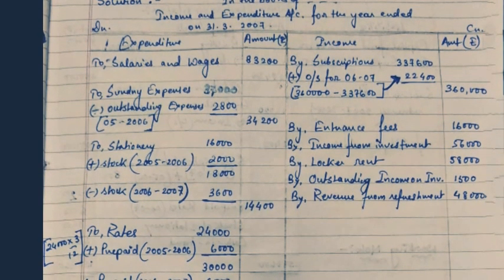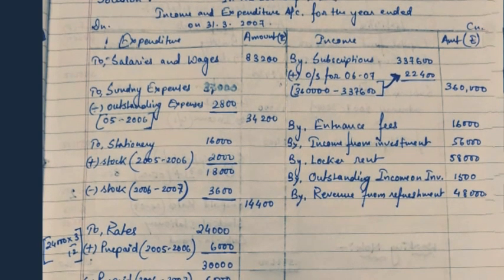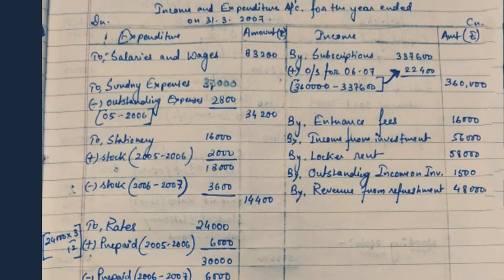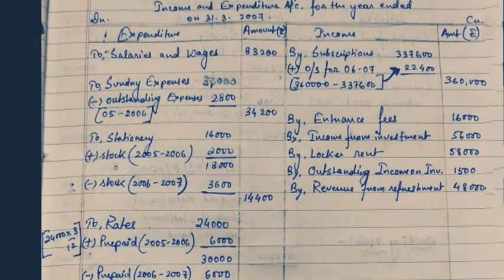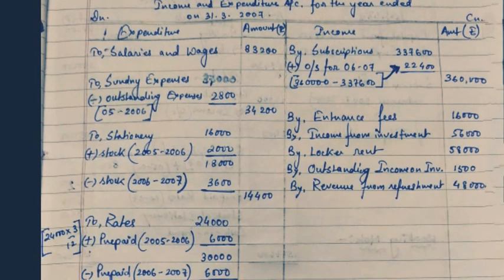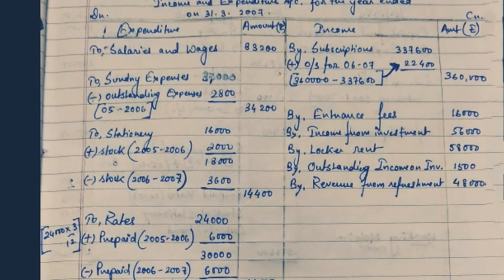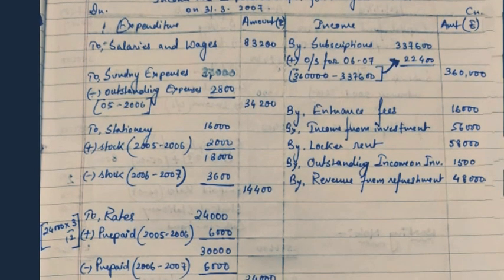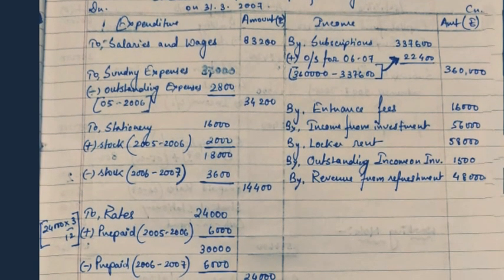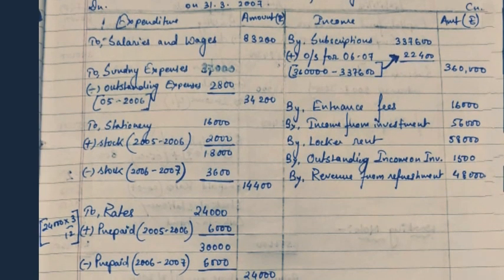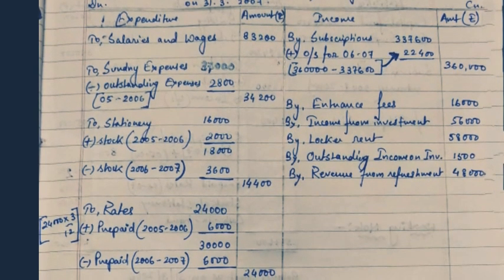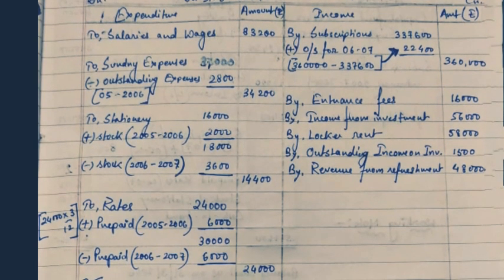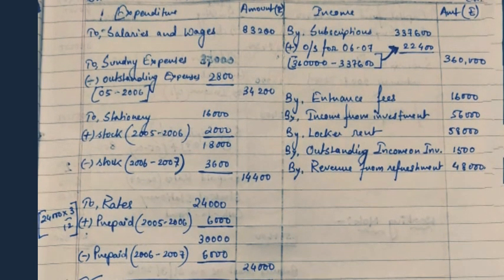Next we have to calculate the value consumed for stationery. See, in the payment side of the receipt and payment account, 16,000 is the amount. With that we will add the opening stock, that is 2005 and 2006 value 2,000. With addition of 16,000 we get the total as 18,000, and from this 18,000 the closing stock for 2006 and 2007 value being 3,600 will be deducted, and the net amount will be 14,400, that will be recorded as an expenditure.